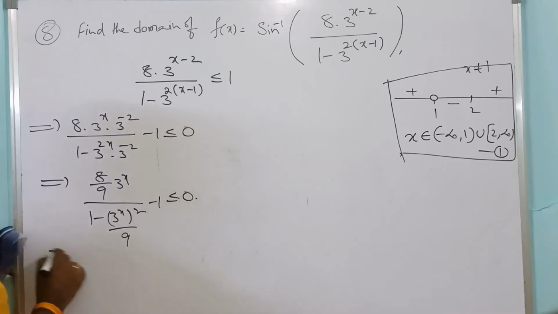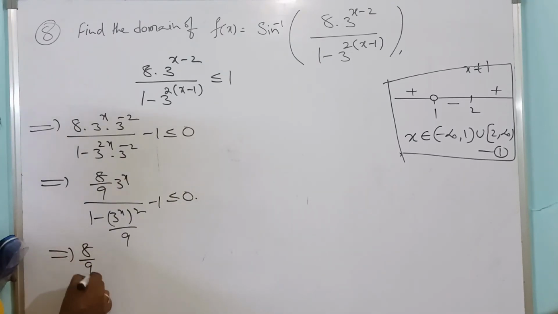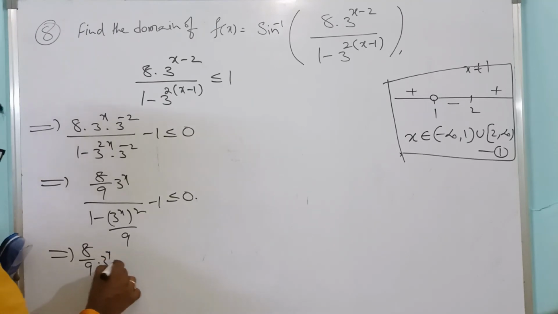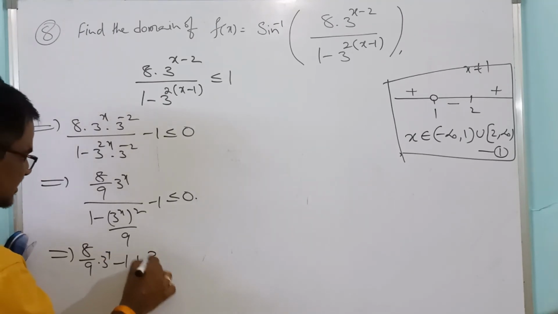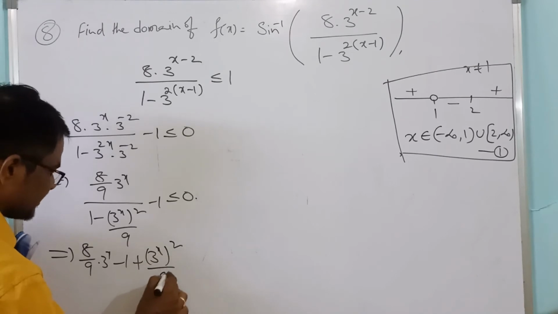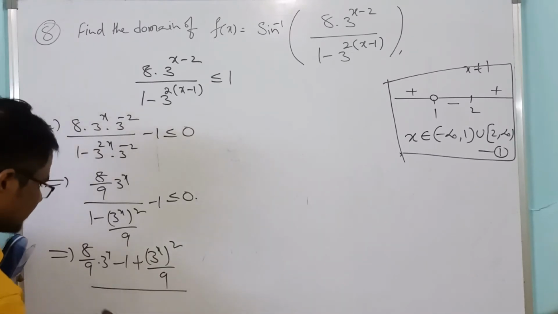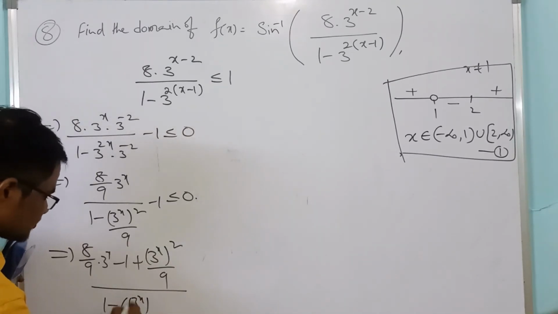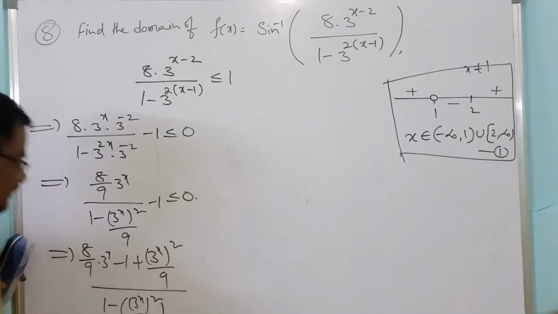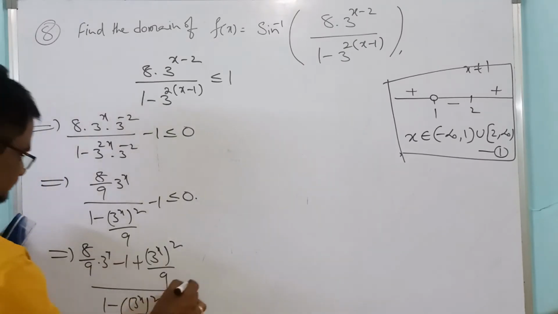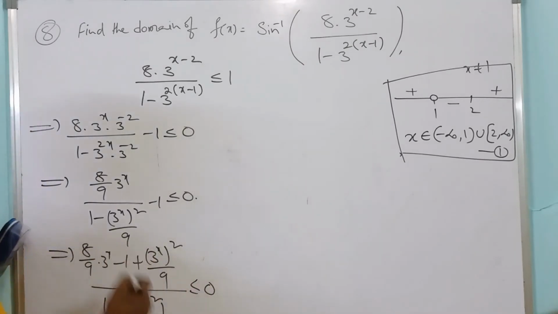Take the LCM. That implies (8/9 into 3^x minus 1 plus (3^x)^2/9) whole divided by (1 minus (3^x)^2/9). Right? Now here less than or equal to 0. Again take the LCM.